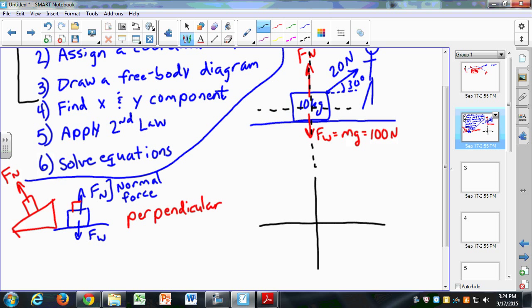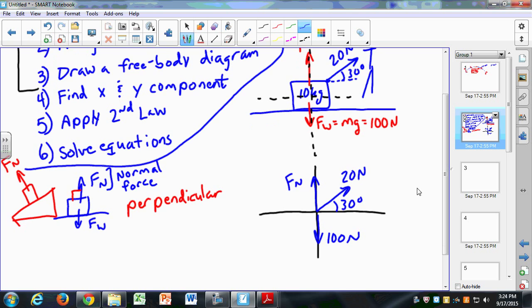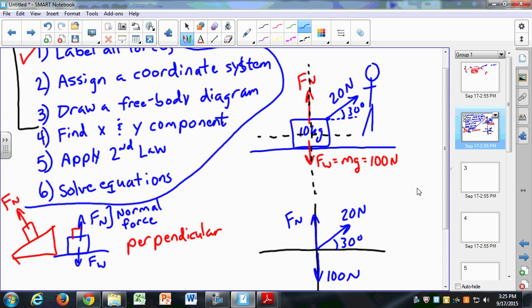All right, so a free body diagram is just drawing those force vectors all on an axis. So I have one force here that's 20 newtons. That's at 30 degrees. I have one force here. This is my normal force. And then I have another force here that is 100 newtons. That's my weight. I want to know what that normal force is. I also want to know what is the acceleration of the block.